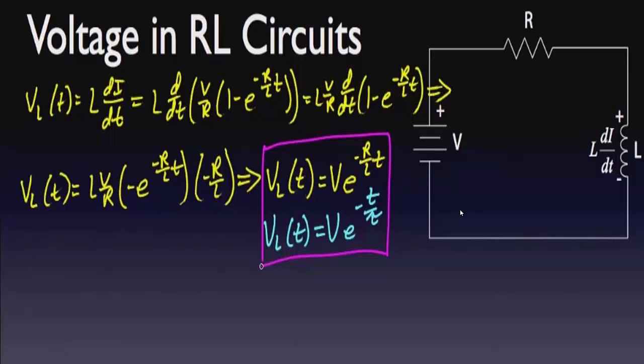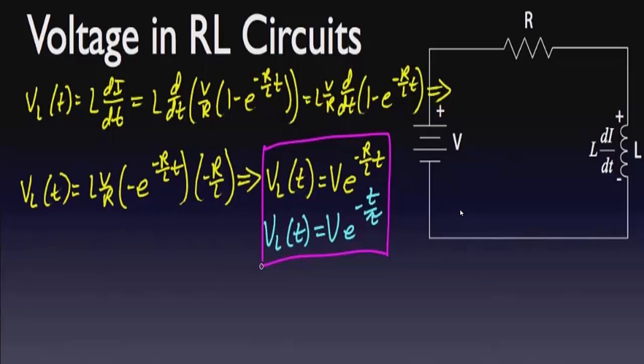You plug that I in and differentiate with respect to time. After differentiating, you can pull out the constant V over R. So L times V over R, times the derivative with respect to time of 1 minus e to the negative R over L t. Further simplified, it is L times V over R times negative e to the negative R over L t times negative R over L. Remember, this is using the chain rule, so you cannot forget to multiply by the negative R over L. Then you simplify further and you get the voltage is equal to V times e to the negative R over L t.